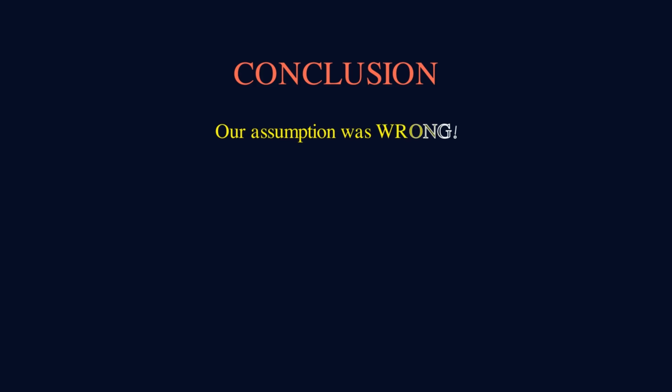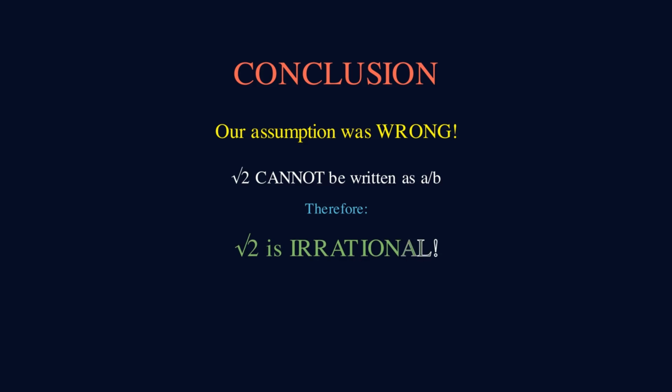Square root of 2 cannot be written as a fraction of two whole numbers. It is, without a doubt, an irrational number. This discovery was so shocking to ancient Greek mathematicians that legend says they tried to keep it secret. It challenged their fundamental belief that all numbers could be expressed as ratios of whole numbers.